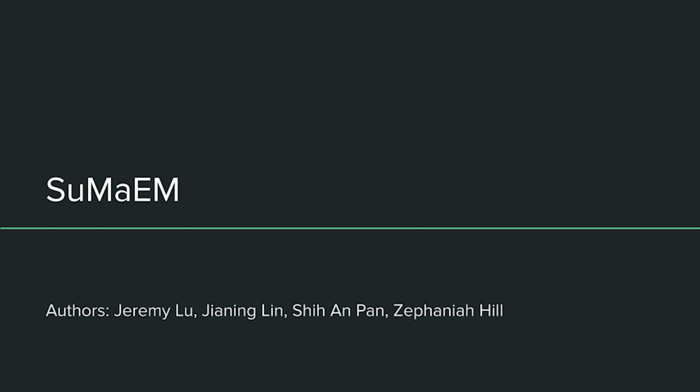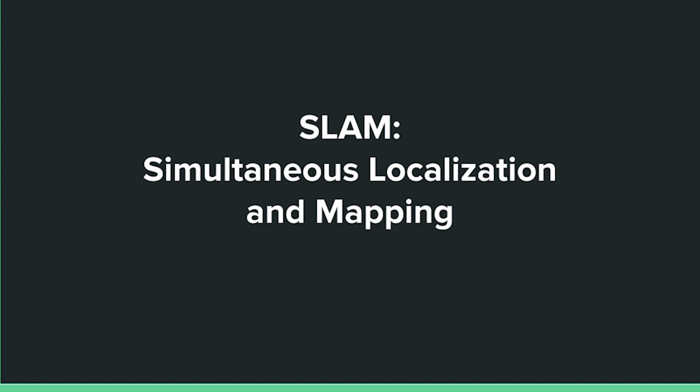In this video, I'll be explaining SuMaEM, which is an extension of SuMa++ using Expectation-Maximization. The first thing we need to understand is SLAM. SLAM stands for Simultaneous Localization and Mapping. Localization gives us the robot's location, and mapping gives us the robot's view of the environment and maintains a map of what it's seen already. Knowing where the robot is and what it sees is essential for higher-level tasks, such as planning.